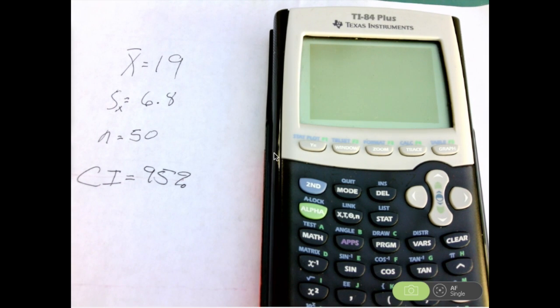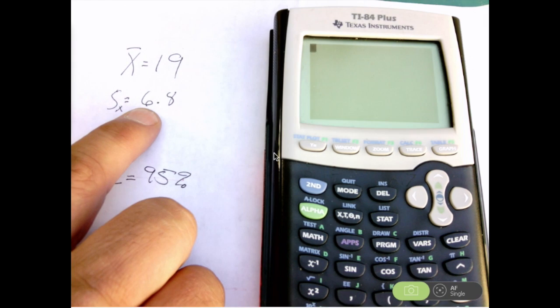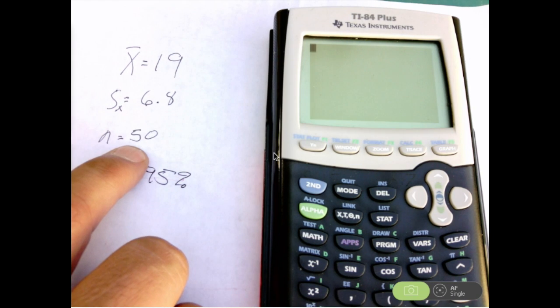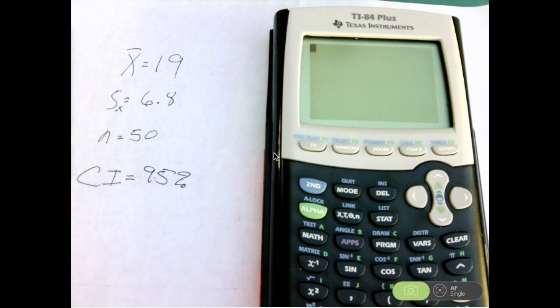So today we'll be looking at finding a confidence interval of our mean using the TI-84 graphing calculator. In this example I have taken a sample. I found that my sample mean is 19, my sample standard deviation was 6.8, and my sample size was 50, and I want to know with 95% confidence what my true population mean is. So I want to find an interval of where the mean might fall based on this sample of 50 elements.